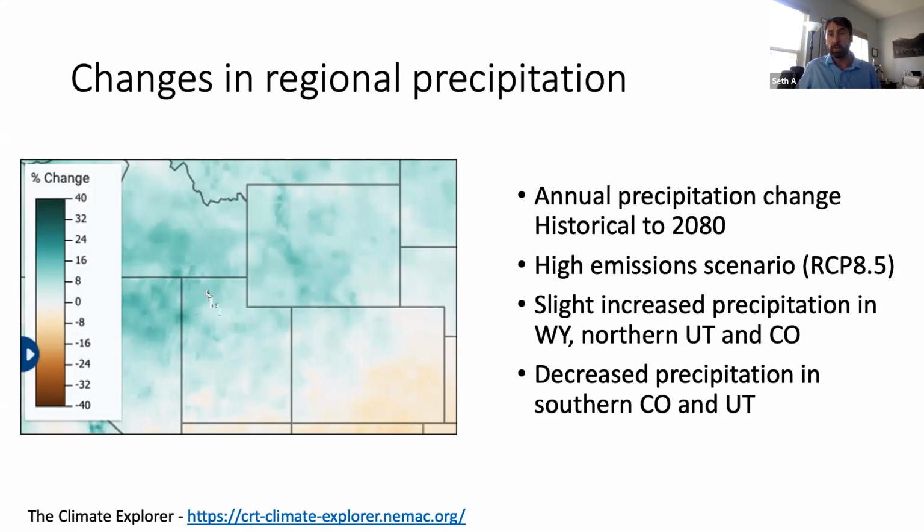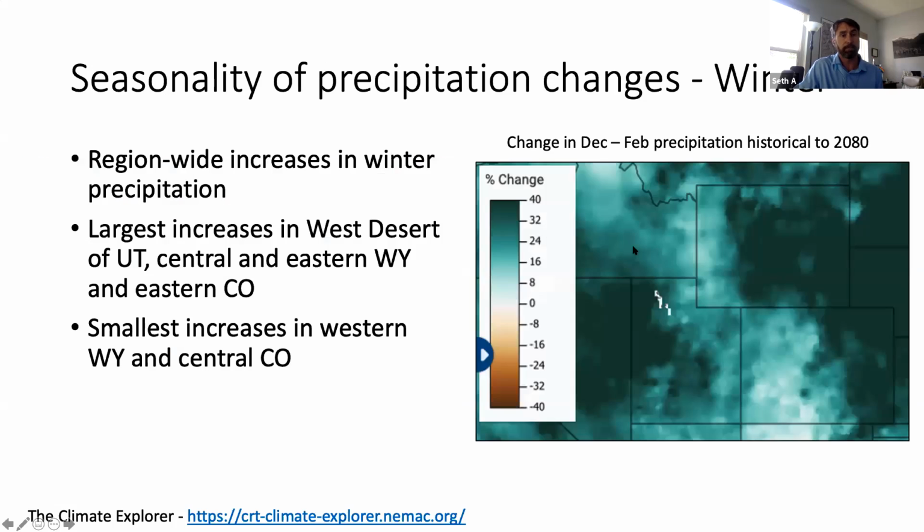This figure here shows change in annual precipitation. So we can actually see that much of the region is projected to see a slight increase in precipitation, on the order of a few percent to 10% increase, particularly over Wyoming, the northern two-thirds of Utah, and northwestern Colorado. Eastern Colorado and southern Colorado and parts of southern Utah are projected to see a decrease in precipitation.